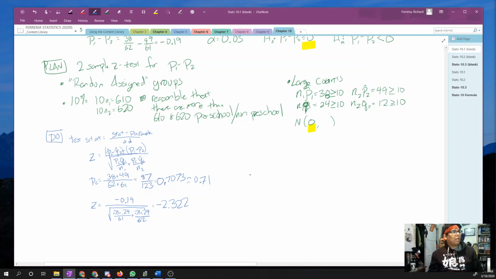All right, how about a drawing of our curve? I think that's what comes next. Over here, of course, the mean is 0. Over here is negative 0.19, and it has a z-score of negative 2.322. Here's our p-value. Our alternative hypothesis was less than, so we're going to shade to the left here. That looks like a very small p-value, probably less than 5%.